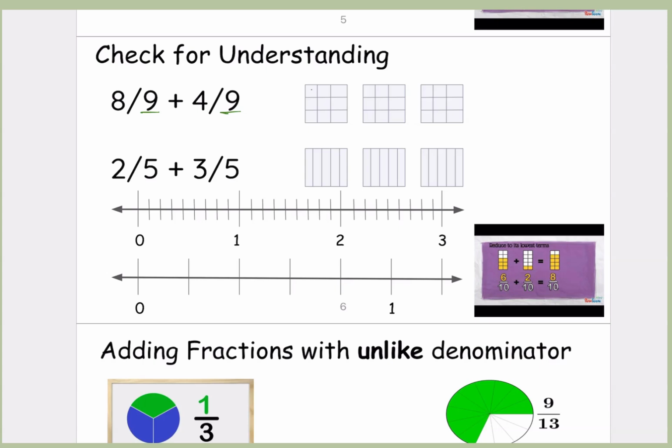So here we can see that we have 1, 2, 3, 4, 5, 6, 7, 8, 9 parts in this whole shape. Now what we're going to do here is shade in 8 of those parts. So that is 1, 2, 3, 4, 5, 6, 7, 8 out of the 9 that we need. Here in the second problem, we can add 4 more parts to that. So here I'm going to shade in the other direction.